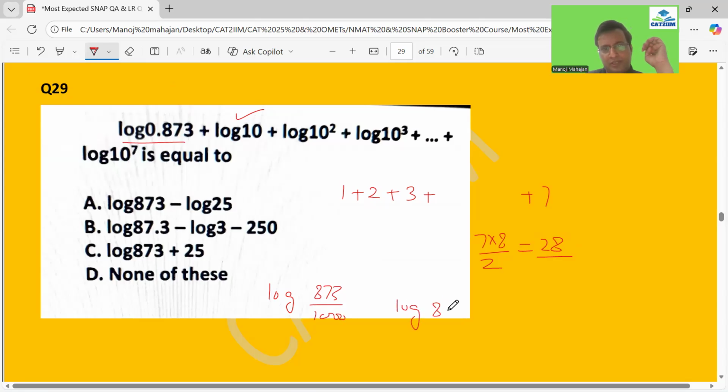Log 873. I'm using that rule. Log m by n is what? Log m minus log n, right? So can you write like this? And 28 you have from outside. So what do I get as log 873, log 10 cube. So minus 3 it will become plus 28. So that is plus 25. So that is my option C out here.